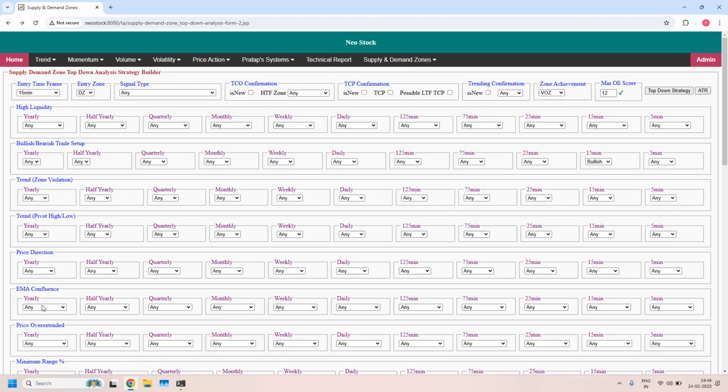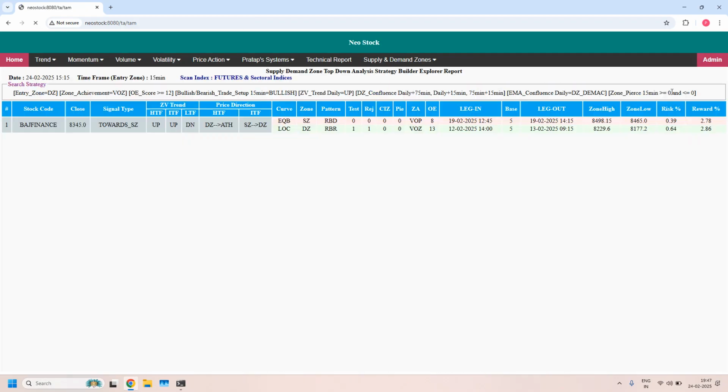Let's verify. In the EMA confluence at the daily time frame, I am setting the filter: daily demand zone having daily EMA confluence or not, and the trend on the daily should not be sideways, so it should be uptrend because it is a bullish trade setup. Now we got 1 stock. So this stock is an even more high probability trade setup supported 15 minutes demand zone.